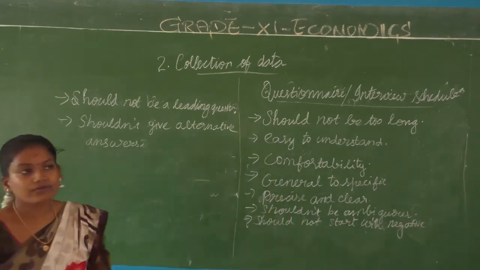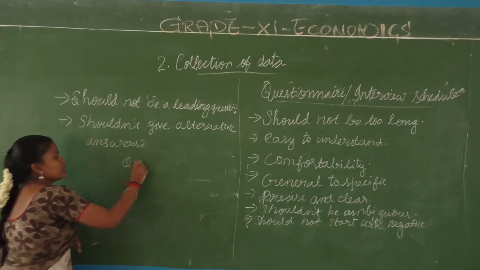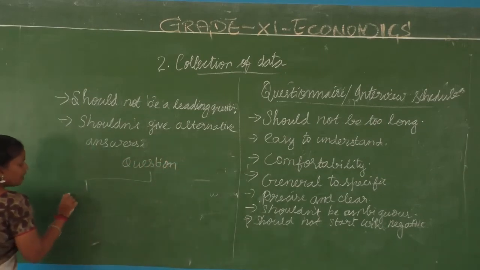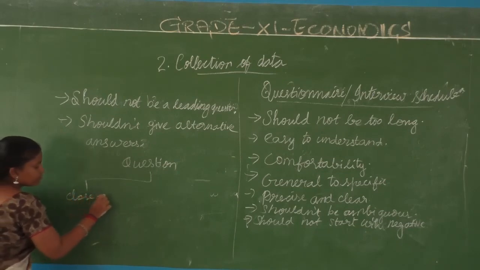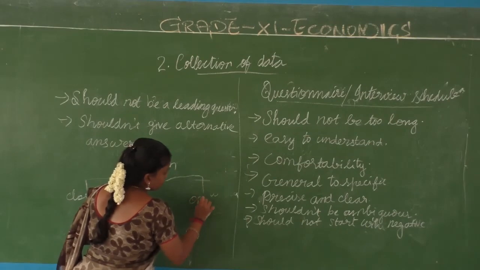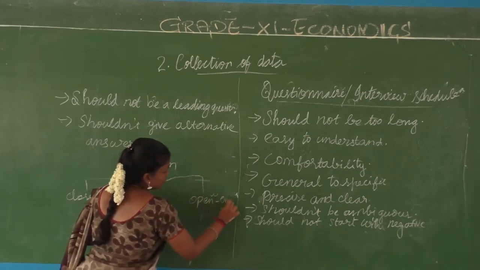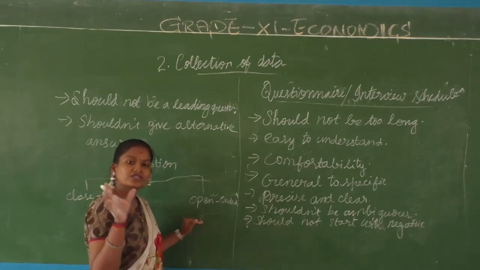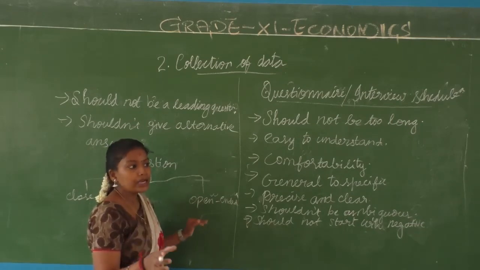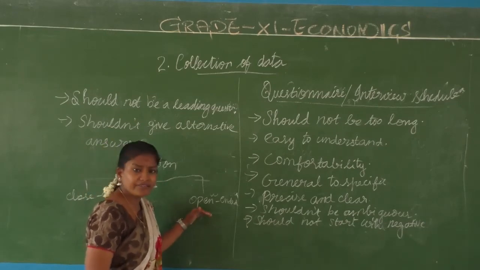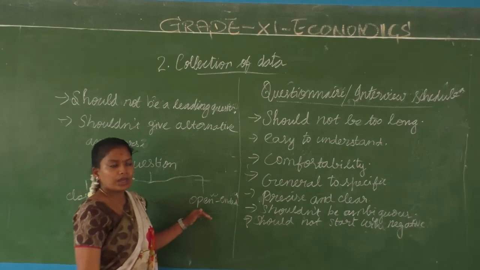And one more thing that we have to know about the questionnaire is, there are two kinds of questions. You would have studied it in English also. One is called the close-ended question. Another one is called the open-ended question. Open-ended question gives you the space for your own answer. Like, what do you want to become in future? It's an open-ended question. It can be anything. You can answer in any way.